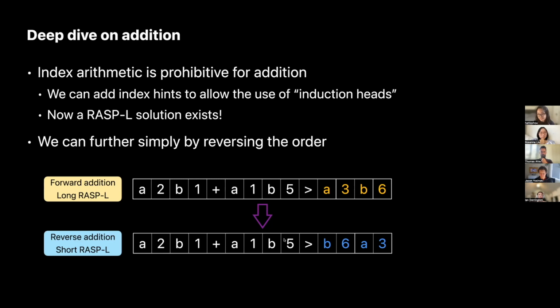Both of these have RASP-L solutions, but the forward one is much longer than the reverse one. This is nice because many papers have observed that reverse addition is easier, but we provide a more rigorous justification for why. What is easier for us might not be easier for a transformer, but here we can show that indeed that is the case.